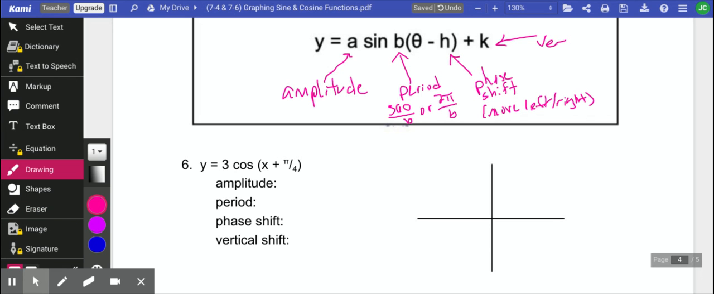This is a vertical shift, which is going to move it up or down. All right, so now we're going to apply a bunch of those to various graphs.